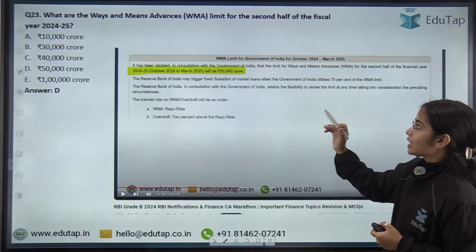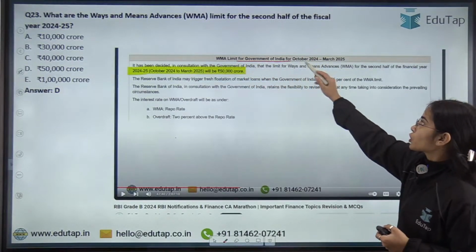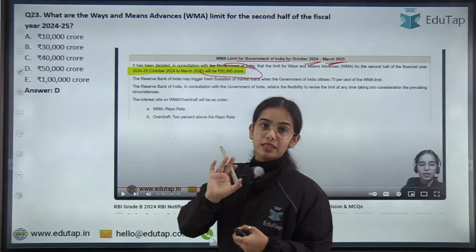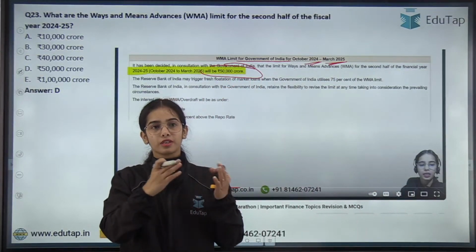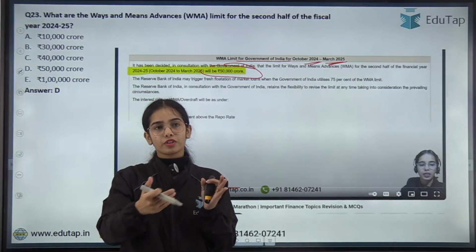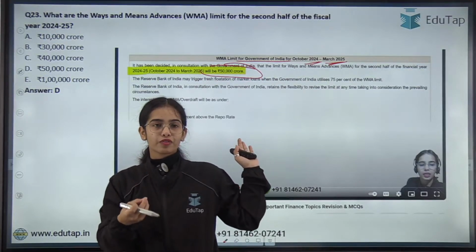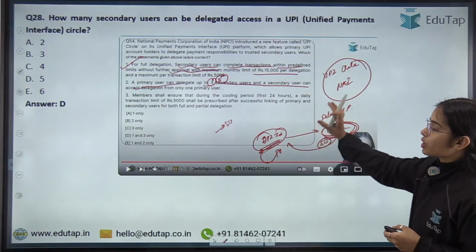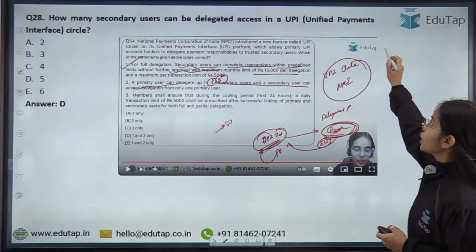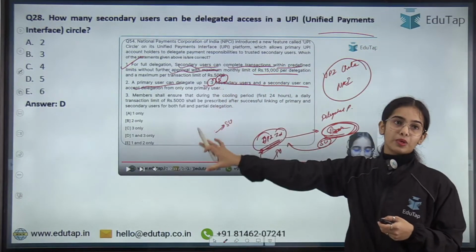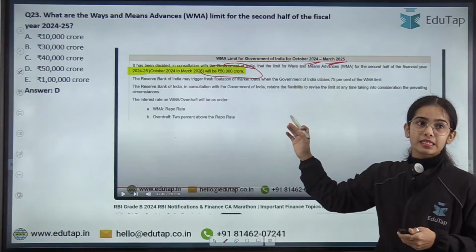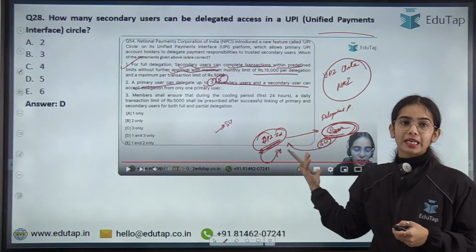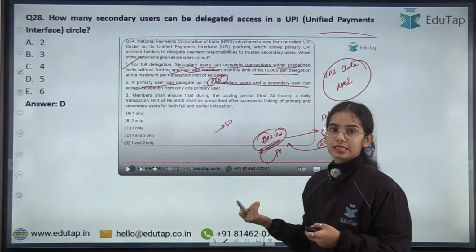Then there was a question that the WMA limit for the Government of India for October 2024 to March 2025 is decided at. It was also discussed in the session itself that the limit for the coming half year of the financial year is decided. That was 50,000 crore rupees. That was also discussed, as well as there was the discussion on the UPI circular also, so from there also a question came. So here you can see 4 questions, 5, 6, 7. 7 questions were directly covered in your marathon sessions and the Finance 360-degree sessions.